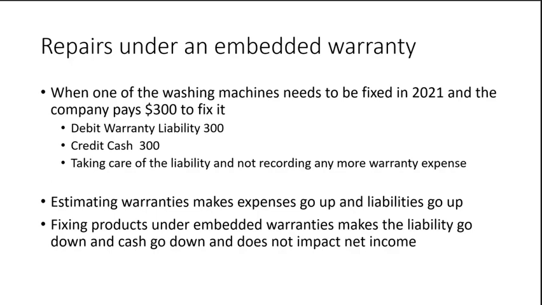So the warranty expense is recorded at the time literally of sale when we estimate, not when we actually fix the items. So estimating warranties makes expenses go up and liabilities go up. If you need to adjust the warranty, you need to make it higher. That's the journal entry you're going to need to make. You're going to need to debit expenses and credit the liability. When you fix the products, it makes the liability go down and cash goes down and does not affect net income.